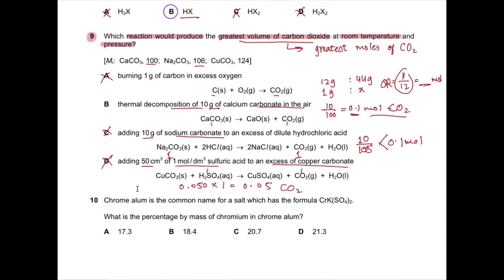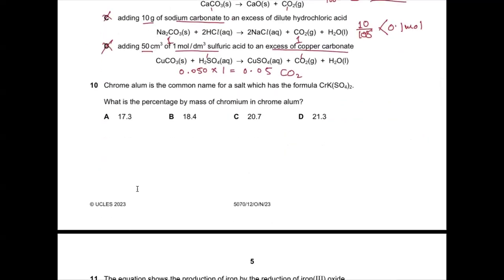So that's how, by looking at the ratio, I have identified that in B we are going to get a greater number of moles of carbon dioxide, hence greater volume of carbon dioxide. Otherwise, you can calculate it in your calculator, get the values, and you will figure it out. Okay.